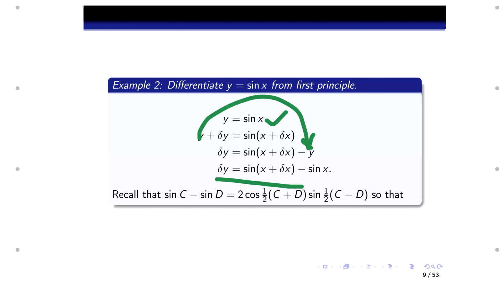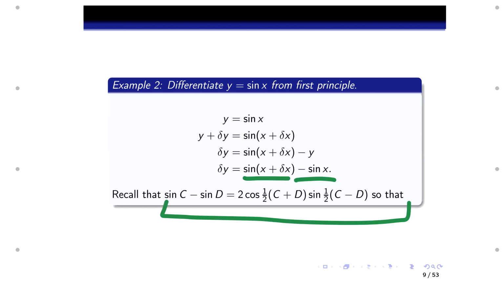Now, we have an issue to contend with right here. You have sine something minus sine something. And trig has an answer for that, really. Maybe when I teach trig, you'll understand better. But there's this identity that is established in trig. It is established in trig that the sine of a particular value c minus the sine of another value d is the same thing as 2 times the cosine of half of c plus d multiplied by sine of half of c minus d.